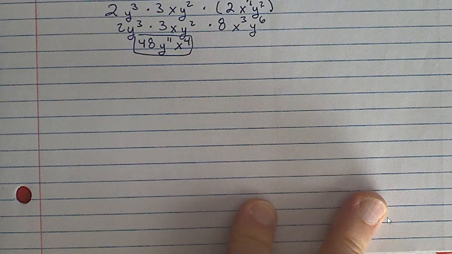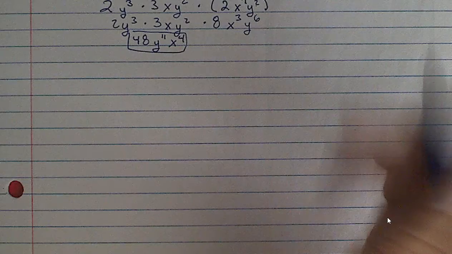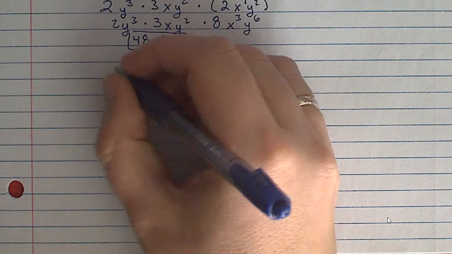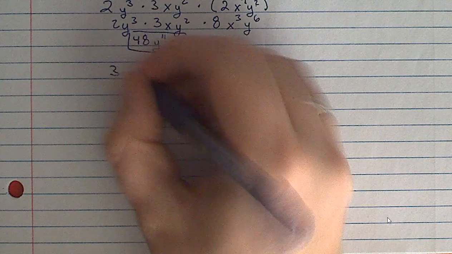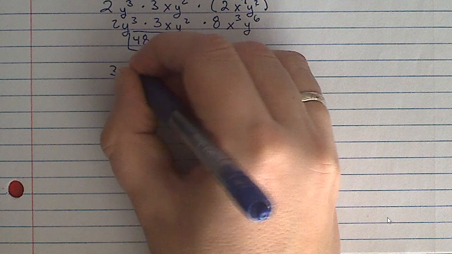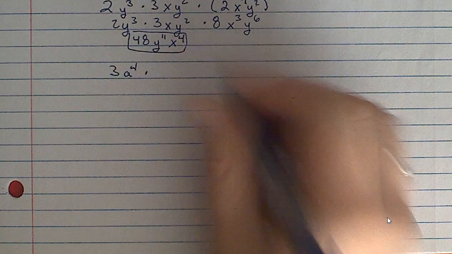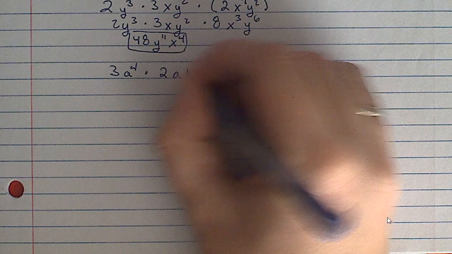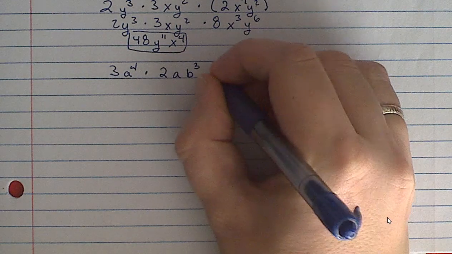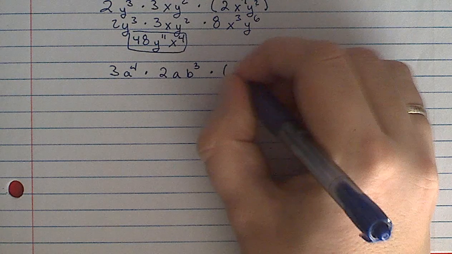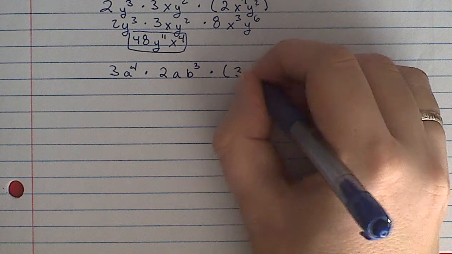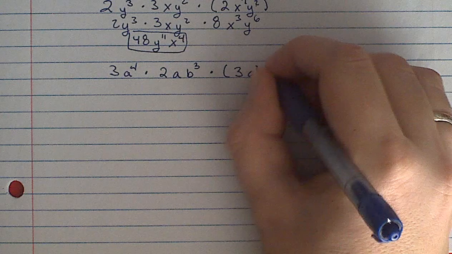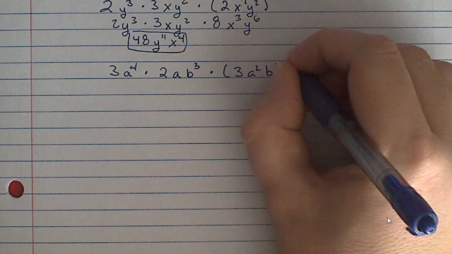Okay, so I'm going to have you guys try one on your own here. Copy this down into your notes. Give it a try. Let's do 3a to the 4th times 2ab to the 3rd times, in parentheses, 3a squared b, all to the 2nd power.